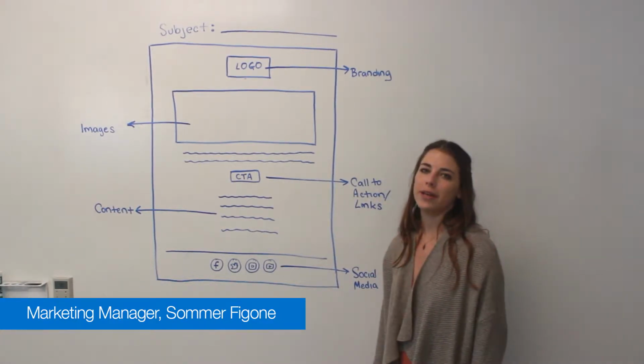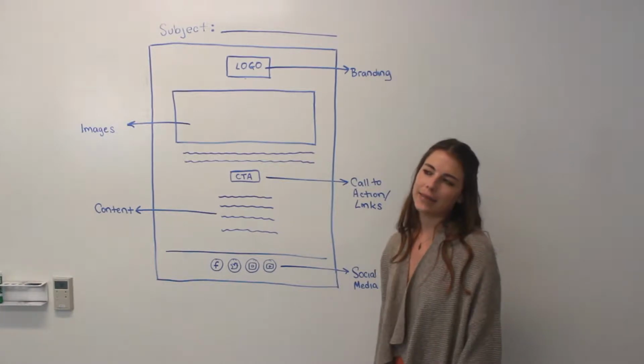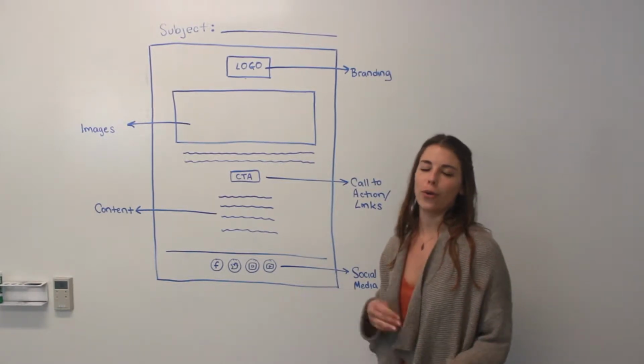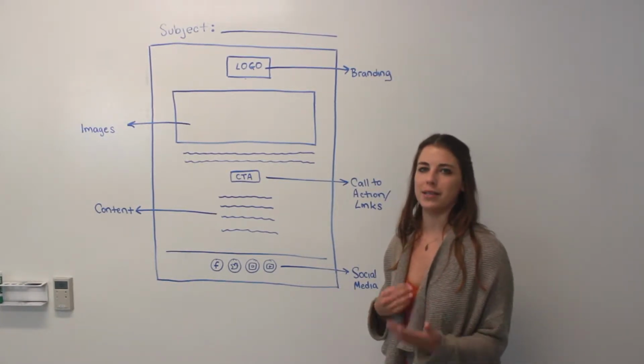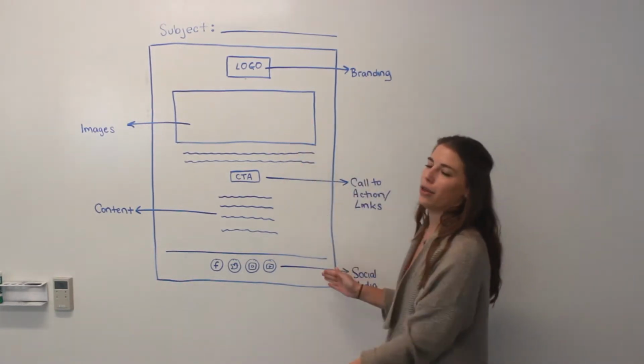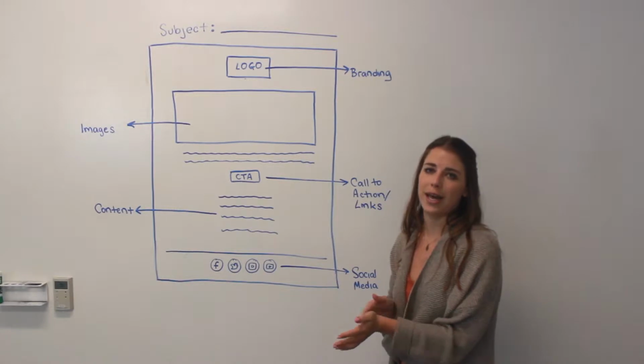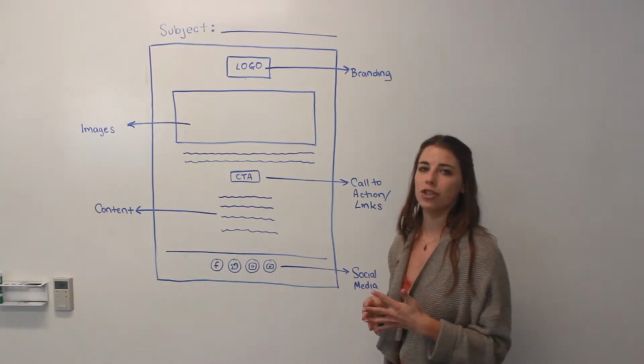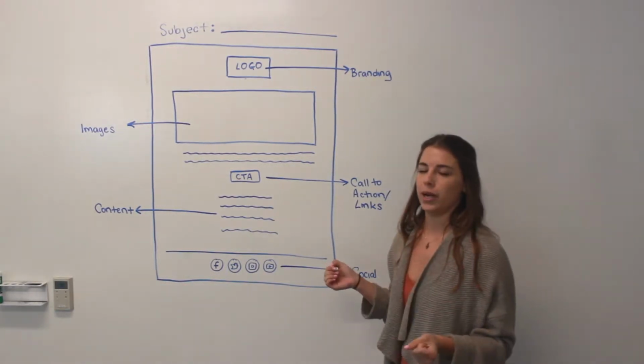This month I'm going to be talking about the anatomy of an email. And this might seem like I'm kind of throwing it back to the basics, but sometimes the basics are the things that we forget to include the most often. So I'm really just going to be walking through the core elements that should be included in any of your email marketing messages and why they're so important.